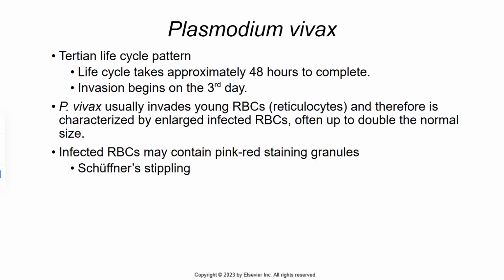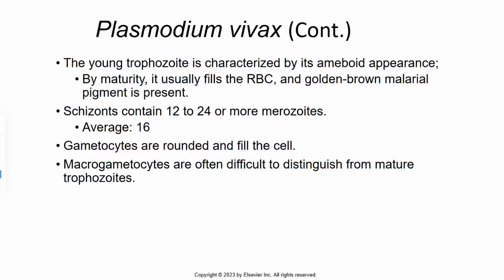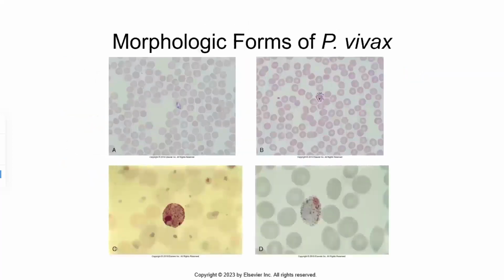Schuffner's stippling. So if you see which one of the species contains Schuffner's dots or Schuffner's stippling, that would be related to Plasmodium vivax. The young trophozoite is characterized by its amoeboid appearance. By maturity, it usually fills the red blood cell and golden brown malarial pigment is present. Schizonts contain 12 to 24 or more merozoites. Average is 16. Gametocytes are rounded and fill the cell. Macrogametocytes are often difficult to distinguish from mature trophozoites.